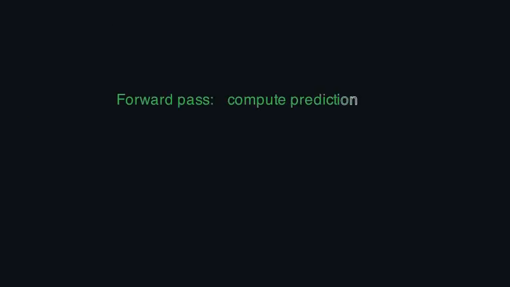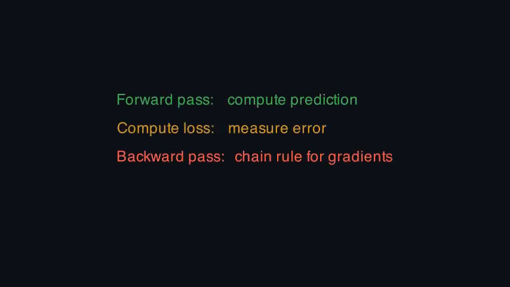To summarize, forward pass, compute the prediction. Compute the loss, measure the error. Backward pass, use the chain rule to get every gradient. Finally, update every parameter with a gradient descent step. Repeat millions of times and you have a trained neural network that, in essence, is backpropagation.